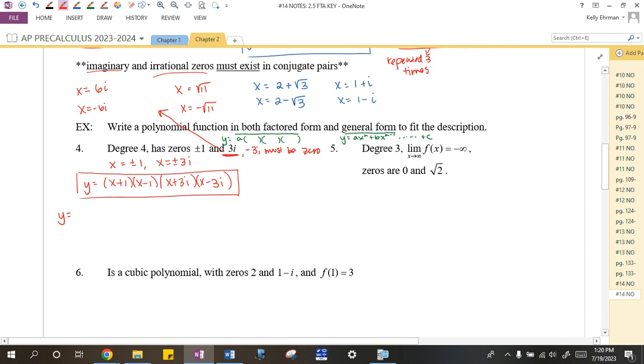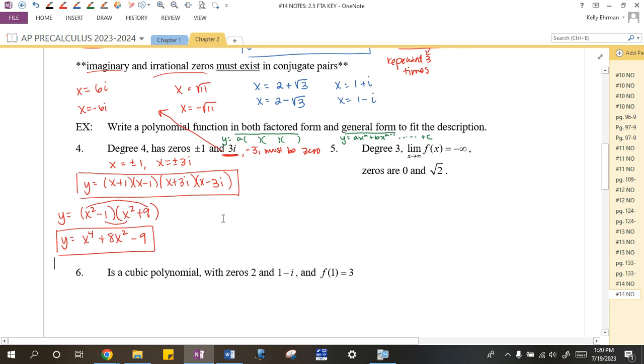So multiply the conjugate pairs together first. So like x plus 1, x minus 1, that's x squared minus 1. X plus 3i, x minus 3i, that's going to be x squared plus 9. And then you can multiply these together. X to the 4th, we're going to get plus 9x squared minus 1x squared, so plus 8x squared minus 9. So if I were to graph these two, factored form and the general form, they should be the same exact graph.